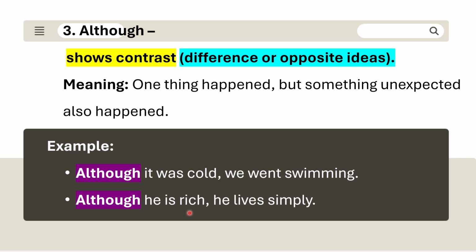Although he is rich, he lives simply. Rich people usually spend lavishly, they spend money on whatever they like. But this person is rich, he has lots of money. But how is he living? He's living simply, a simple life. So again it shows the contrast. Okay, so this way we use the subordinating conjunction although.